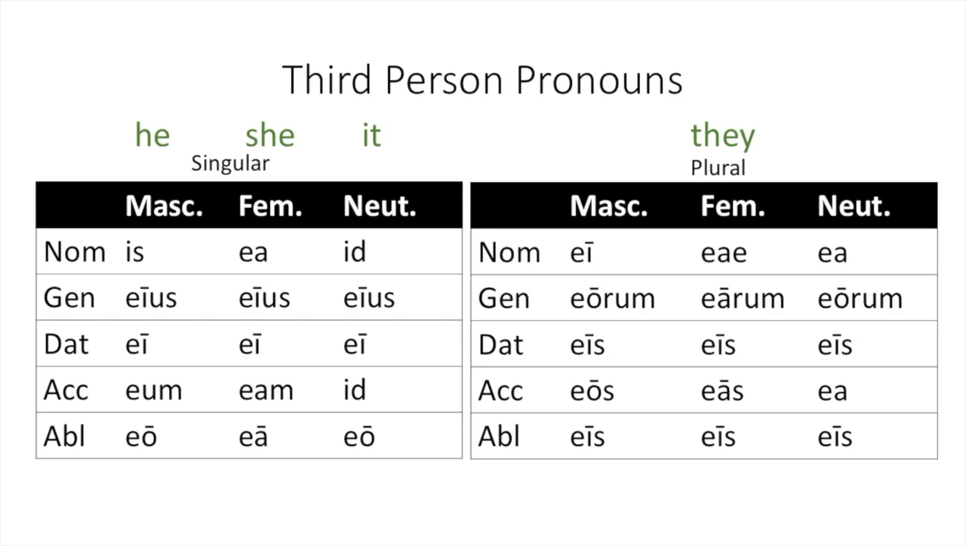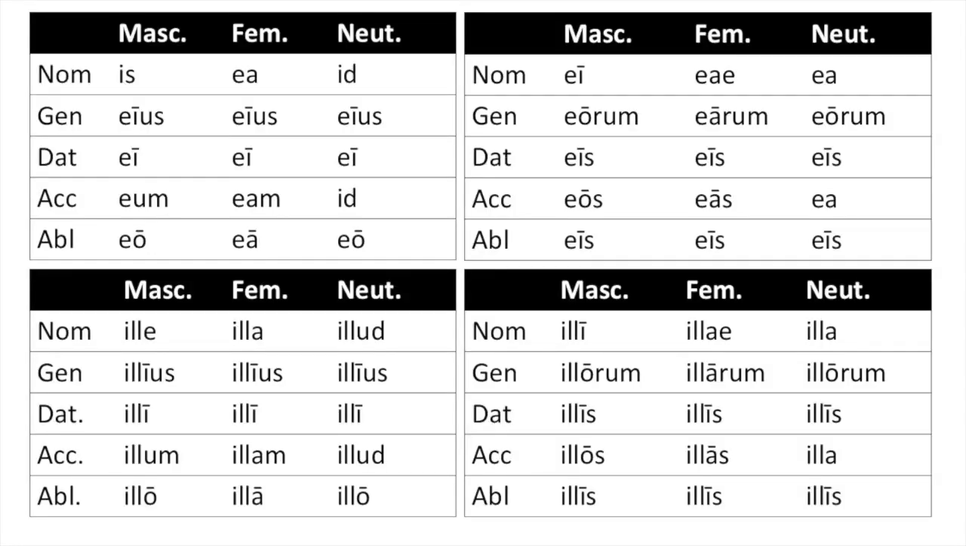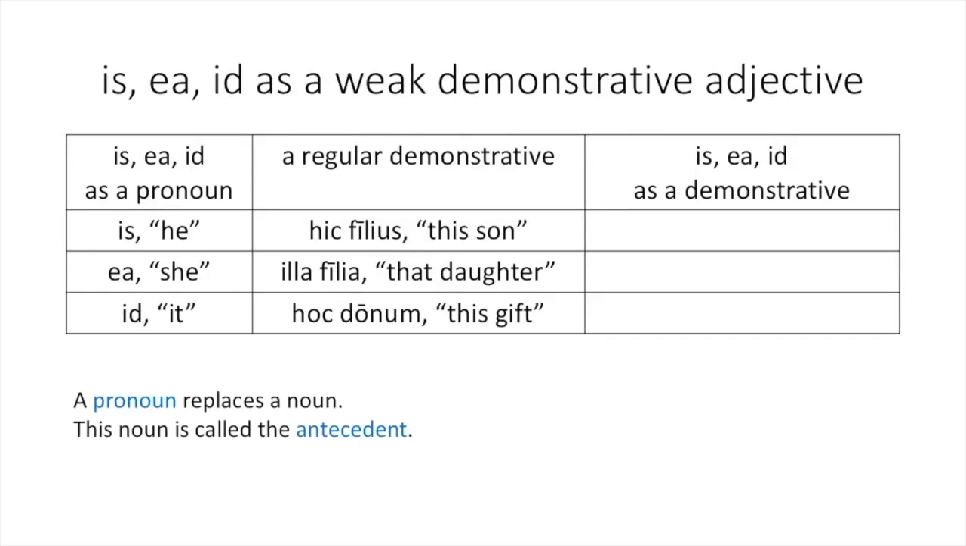However, if you remember your demonstrative adjectives, ille and iste, these are exactly the same patterns, that ius and that i ending after your stem base. So you already have this pattern that you can memorize or adapt to use is, ea, id more effectively. Similarly to ille, illa, illud, and iste, ista, istud, is, ea, id can be used as a demonstrative adjective.